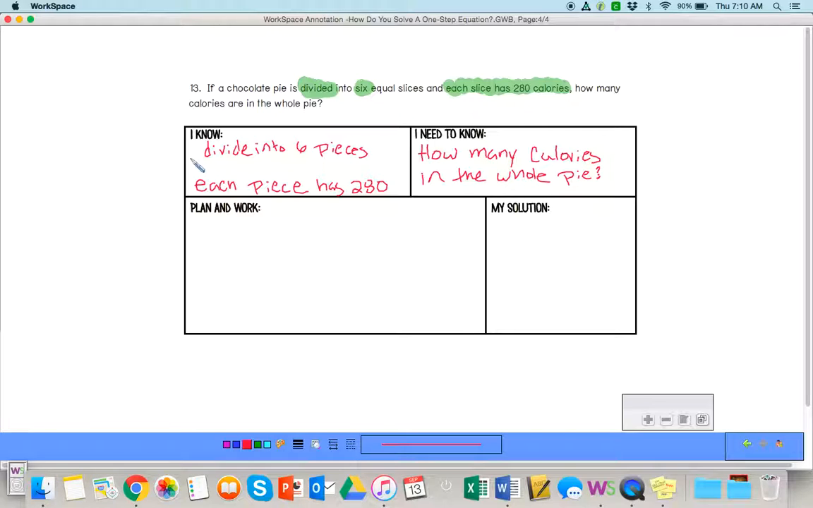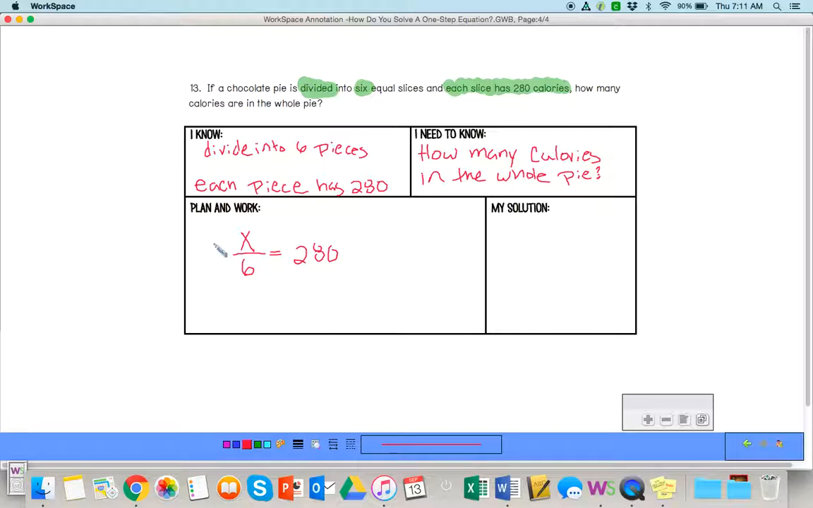So when you go to solve this, your gut instinct tells you to multiply. So when I write my equation, I'm going to do the opposite, and I'm going to divide. And so we need to start with the whole pie. We don't know what that is, okay? So we're going to use a variable to represent that. Well, the whole pie was divided into 6 pieces, and each piece has 280 calories, okay? So we just wrote a one-step equation.